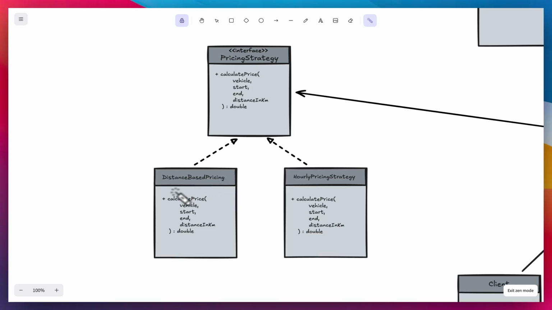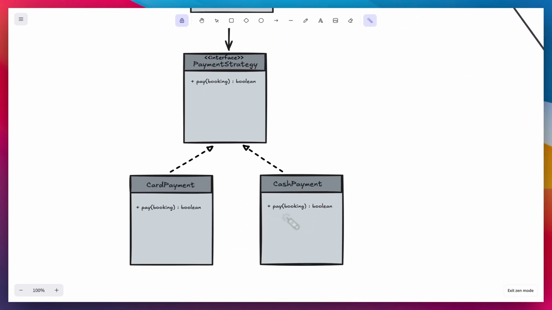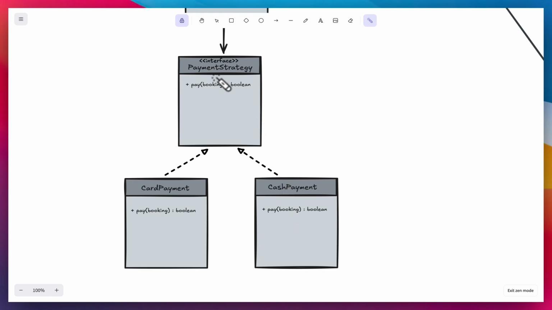Okay. And we have two different concrete implementations of this pricing strategy. The first one is distance based pricing, which would calculate the price based on the distance. And second is hourly based pricing, which would calculate the price based on the duration. Right. Now coming to the payment component.